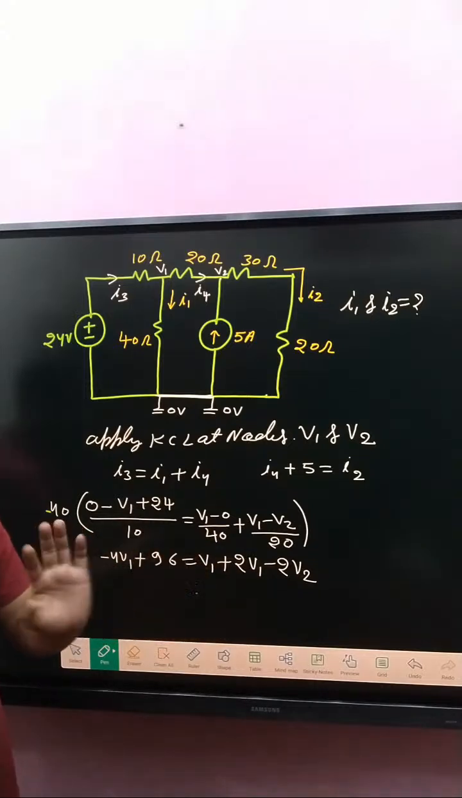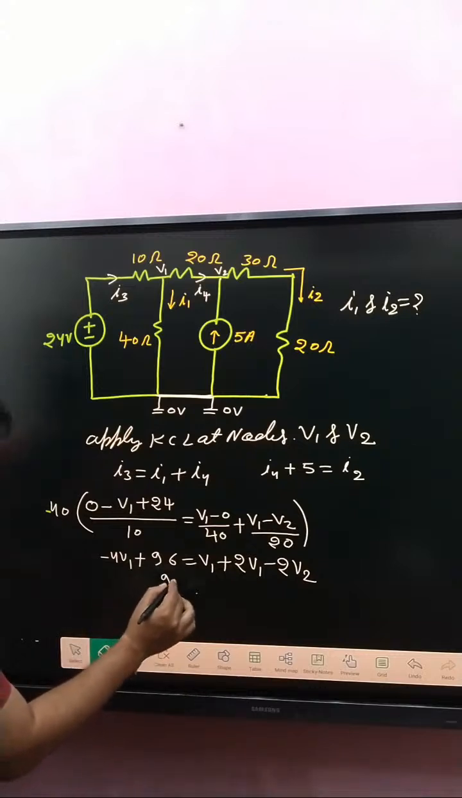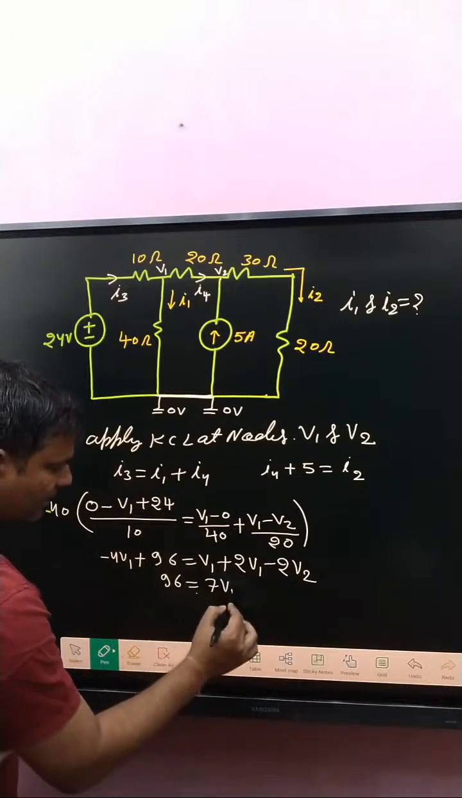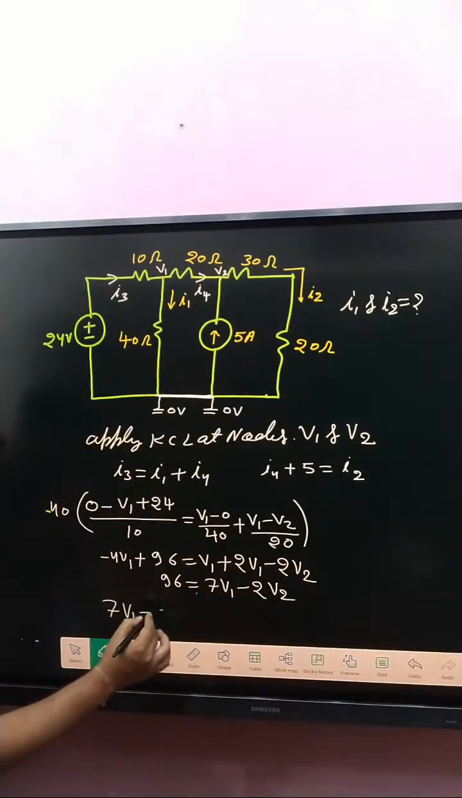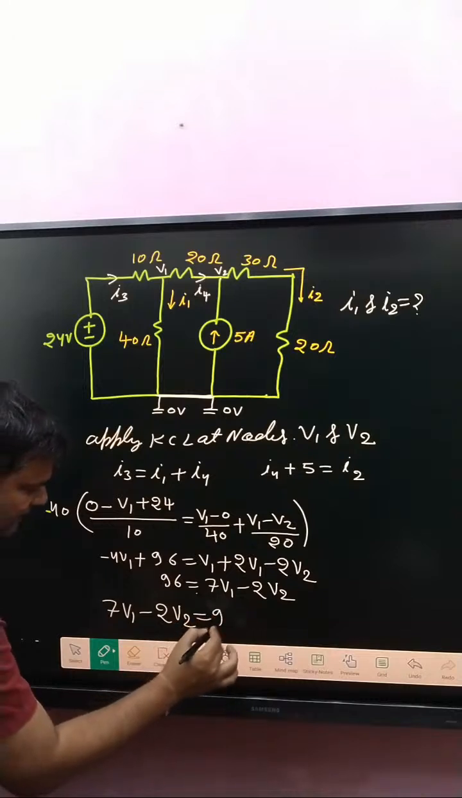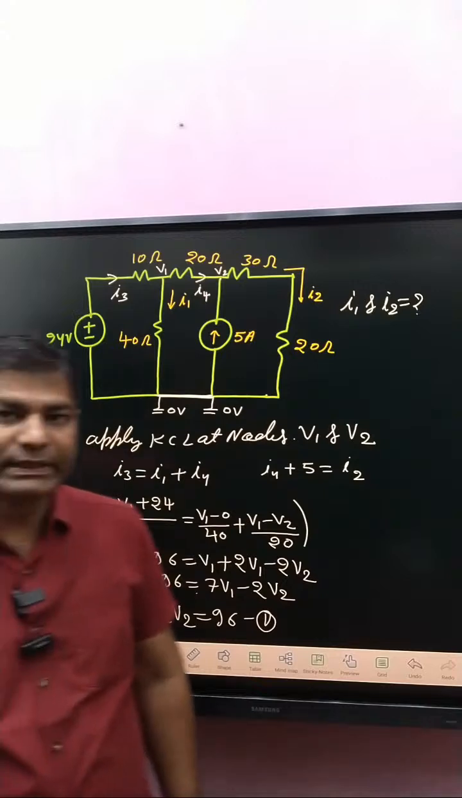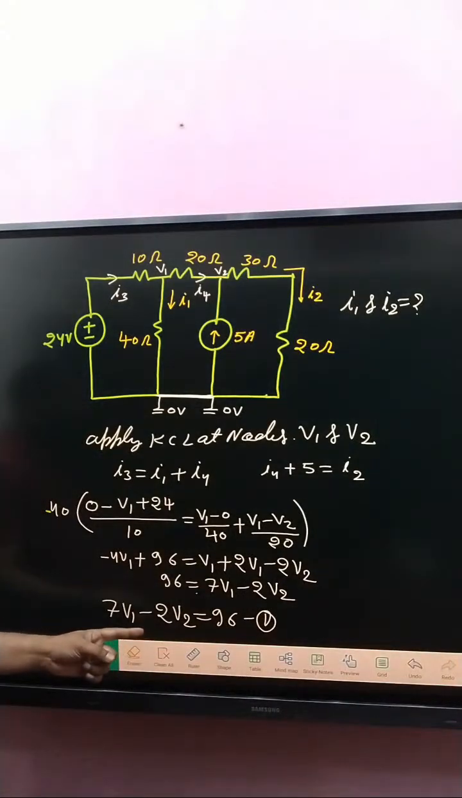After that we got like that one. Now V1 plus 2V1, that is 3, and this one is going on here to that side. Then we got 96, this will equal 3 plus 4, that is 7V1 minus 2V2. So written here 7V1 minus 2V2, this will equal 96. That is equation number 1. Again recheck. Maybe my side is also wrong.